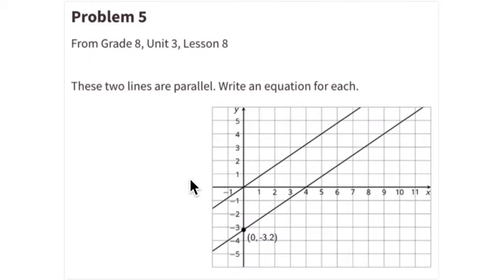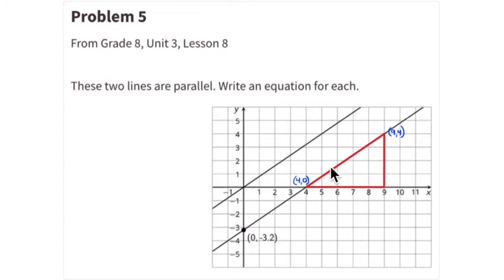This is problem number 5. It says these 2 lines are parallel. Write an equation for each. And because they are parallel, it means that they have the same exact slope. They have the same slant compared to the x-axis. So they go up the same amount, the same angle they form with the x-axis.